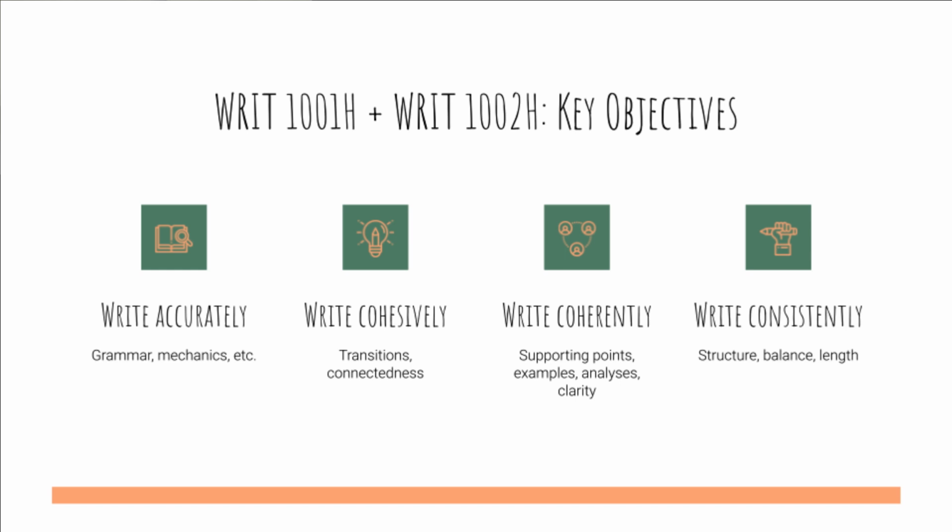Supporting points, examples, analyses, how clear your points are. So the main assignment you're going to be completing in this course right here, WRIT 1001, is going to be an argumentative essay outline. And that's basically going to be a rubric or a roadmap of your main points, your main thesis points, and basically how you plan to support your points throughout your paper. All right, your argumentation. And that will really feed into how logical and how coherent your argument is.